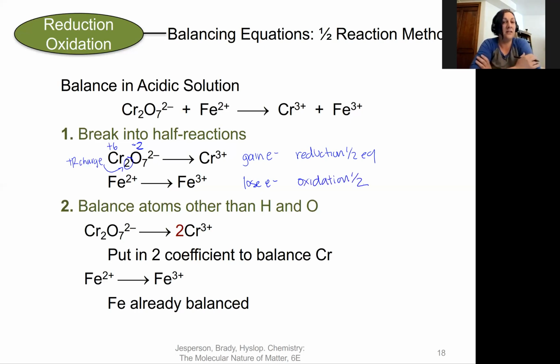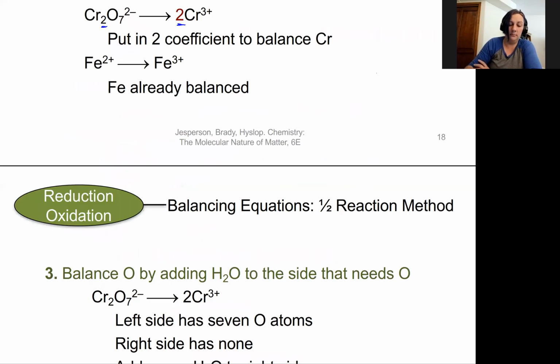I'm now going to start managing these separately and balance first the atoms that aren't hydrogen and oxygen. Right away, I'm going to have to put a 2 in front of the chromium on my product side to balance out the 2 chromium atoms that are on my reactant side. And my irons are already balanced. There's just 1 atom on each side.